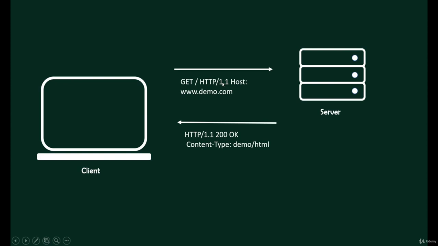HTTP 1.1 is just the version of HTTP that we're using, and the host is the URL where we're trying to access the web page. So for example, we have example.com, demo.com, any other website that I might be trying to make a request to. So this request ultimately gets sent by my web browser.